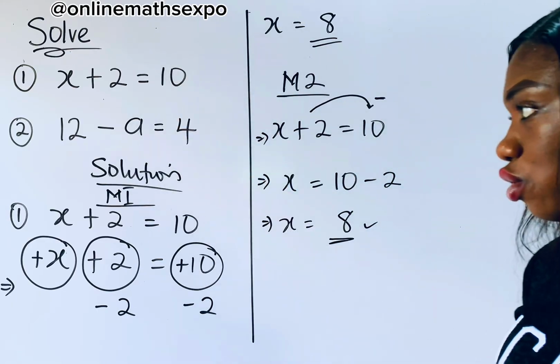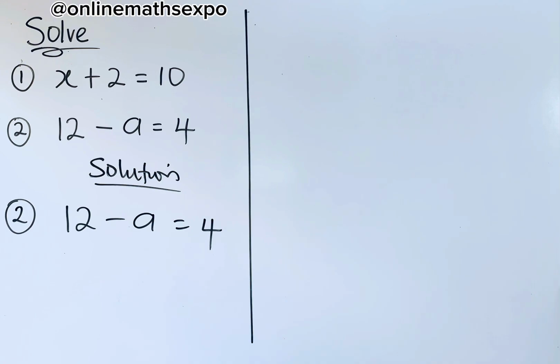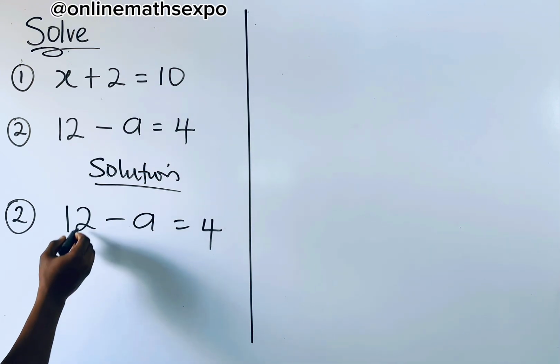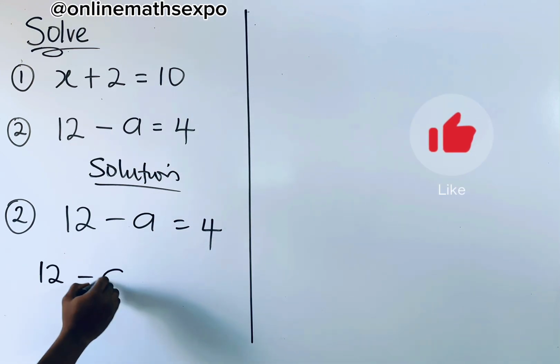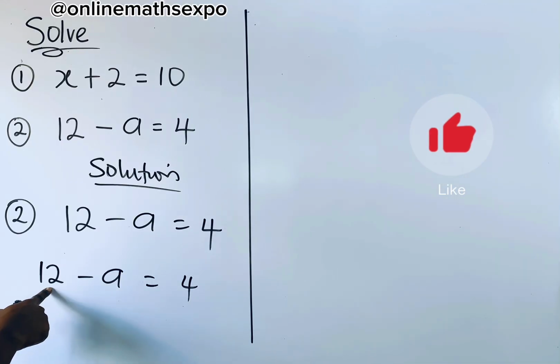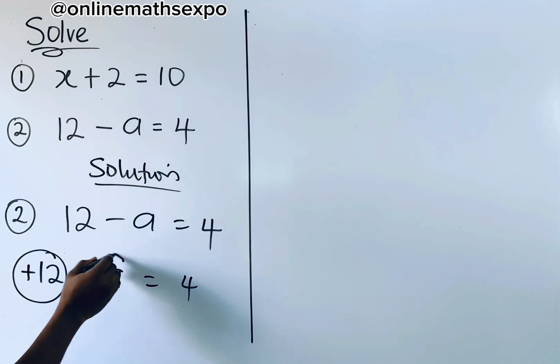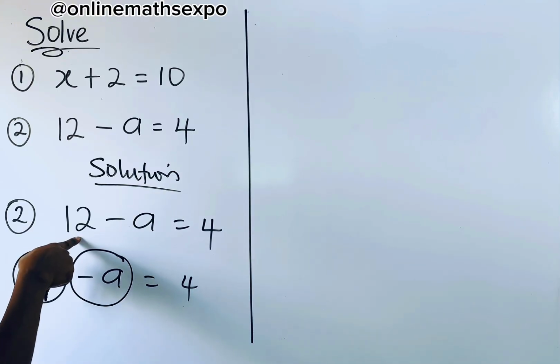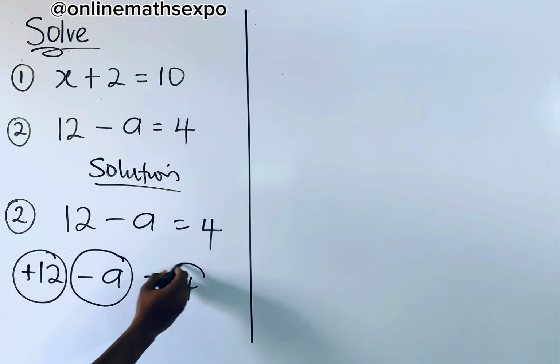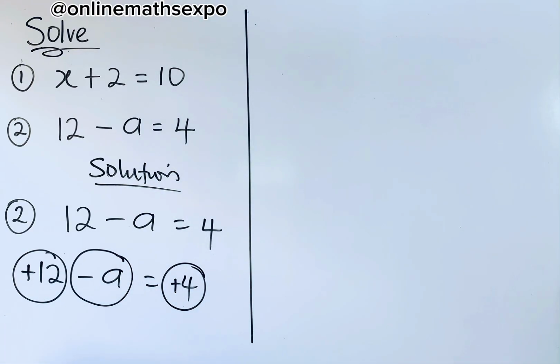Now quickly for question 2. Let's state it more clearly that this is the same as 12 minus a is equal to 4. This 12 is carrying a positive sign, okay? This a is the one carrying the negative and not 12. This 4 is carrying positive. So this is just what I want you to note.